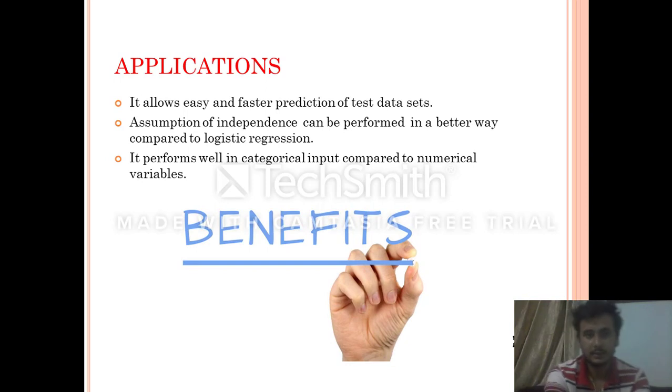Moving forward, there are many applications of the Naive Bayes algorithm. It allows easy and faster prediction of test data sets. As the Naive Bayes algorithm uses probability, we can know that it is widely used in predictions. Probability is all about making predictions. The event might happen or it might not happen. And test data sets are specifically designed for computers.